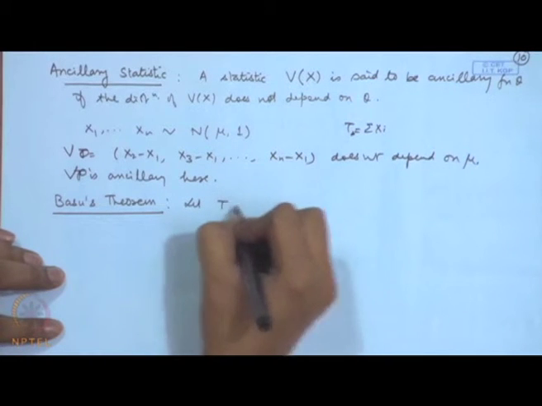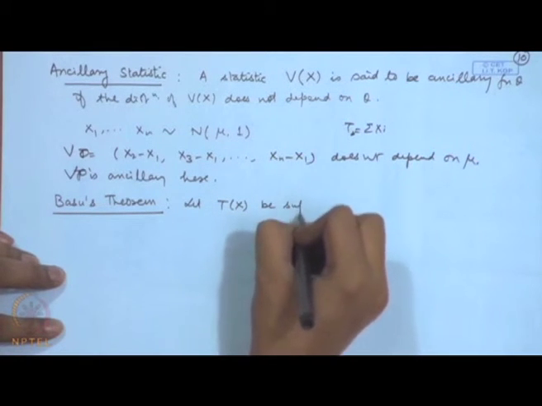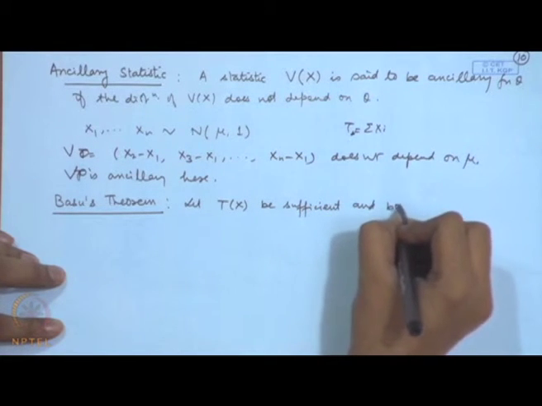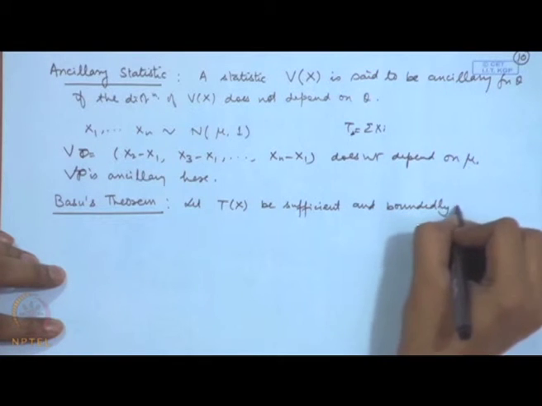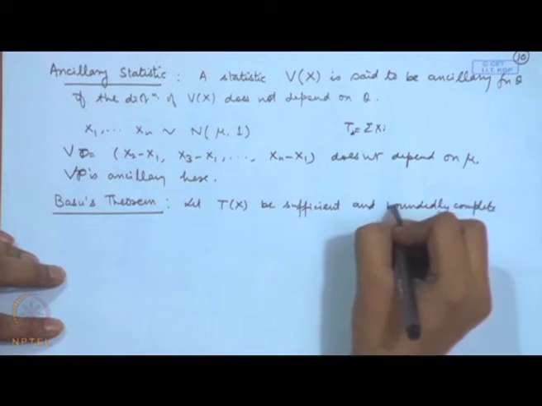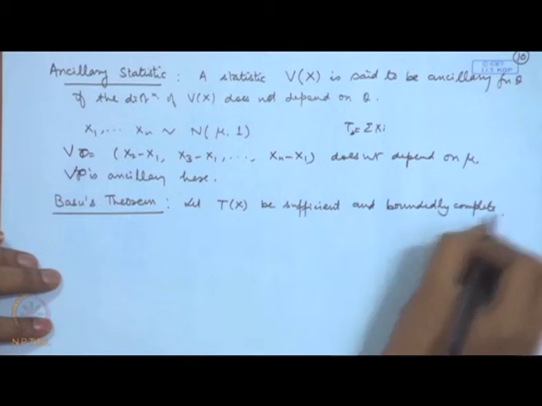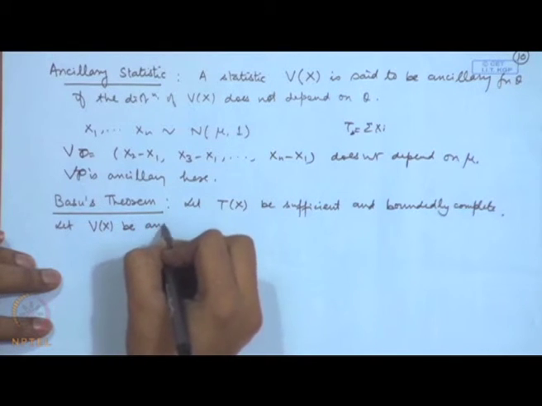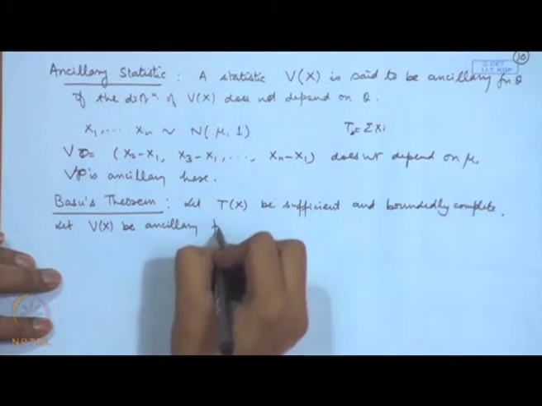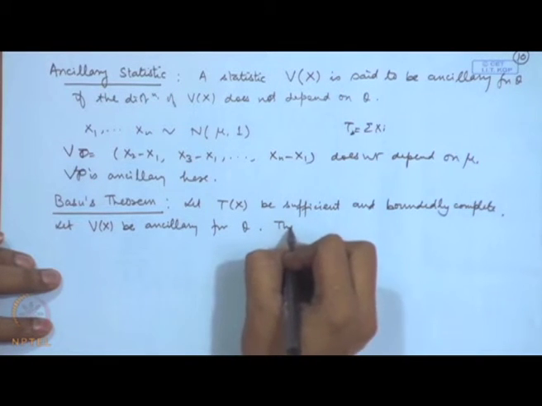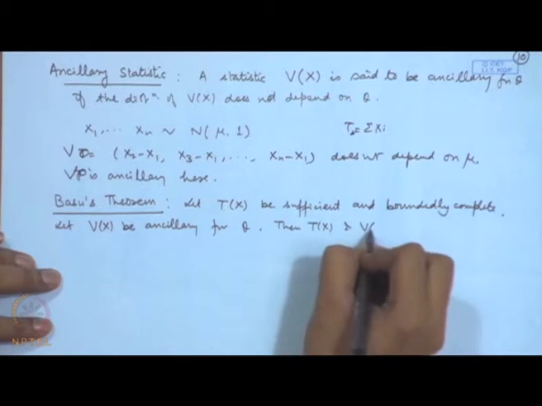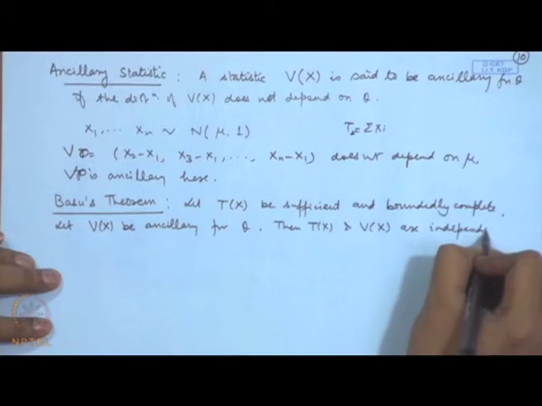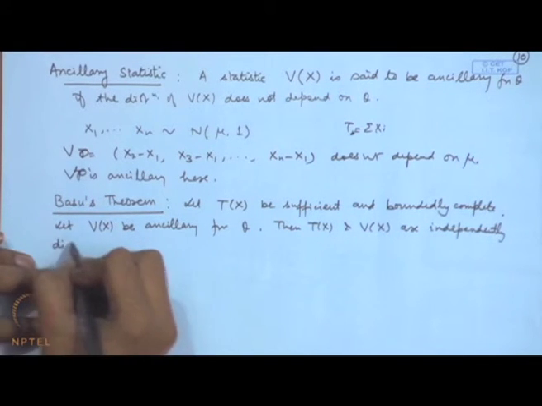Let T be sufficient and boundedly complete. So, if it is complete, automatically bounded completeness will be true. Let V(X) be ancillary for θ, then T(X) and V(X) are independently distributed.